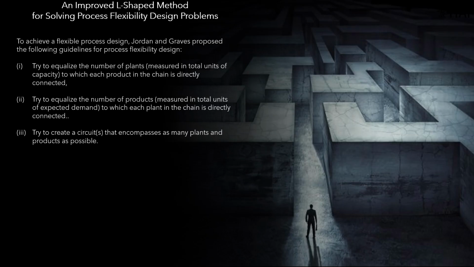Try to equalize the number of plants, measured in total units of capacity, to which each product in the chain is directly connected. Try to equalize the number of products, measured in total units of expected demand, to which each plant in the chain is directly connected. And try to create a circuit, or multiple circuits, that encompasses as many plants and products as possible.